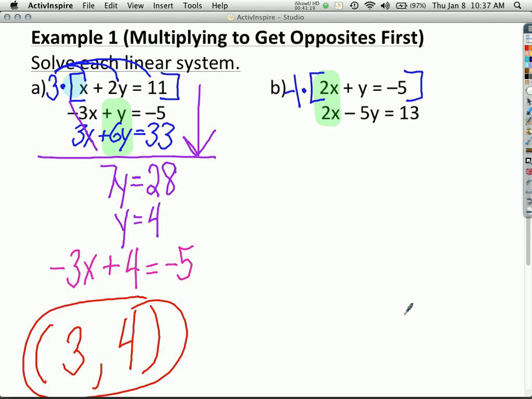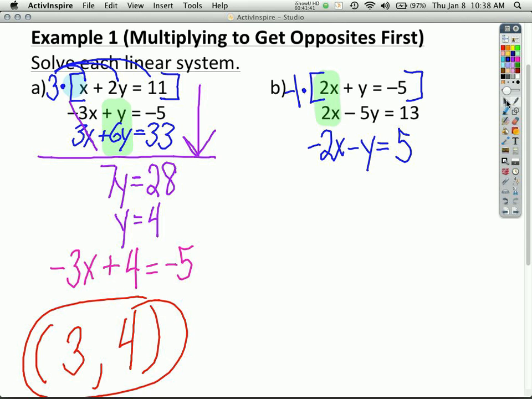Anyone have a shortcut for multiplying by -1? Like, what happens when you do that? Travis? Yeah, all the signs just flip. So the 2x will become a -2x, the positive y will become a -y, and then the -5 will become a +5. And now we got what we wanted. Opposites right there. So I guess Isabella had a pretty good idea.